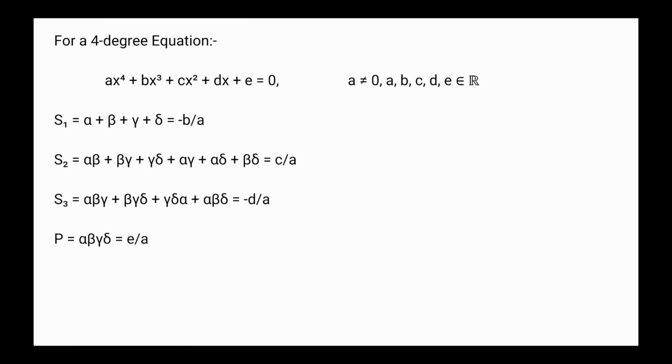Now the same thing for a 4-degree equation, which we also call as the biquadratic equation. Sum 1, sum of all roots taken one at a time. Here we are considering that we have 4 roots. One is alpha, one is beta, one is gamma and one is delta. So you can see the sum of roots taken 2 at a time, sum of roots taken 3 at a time, and then finally the product of roots. These are the values that we get.